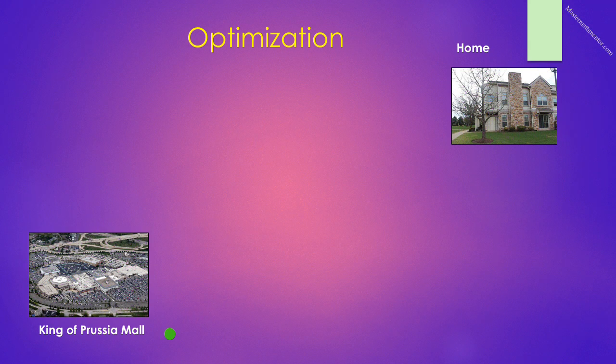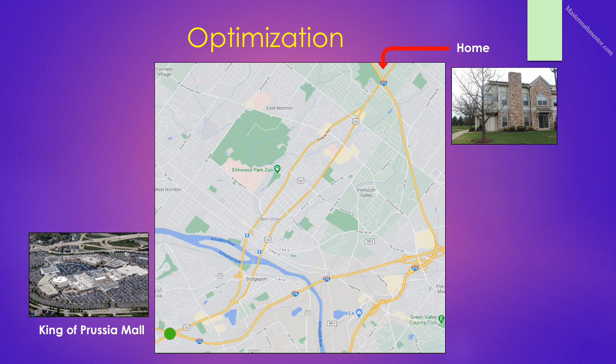Here is a problem that I faced many times when I lived just outside of Philadelphia. Frequently, I would find myself at the massive King of Prussia Mall and needed to get home. I needed to find the best way to get home. This is a map of the area, and you can look at it and decide which way you would go if you wanted to get from the King of Prussia Mall back home.